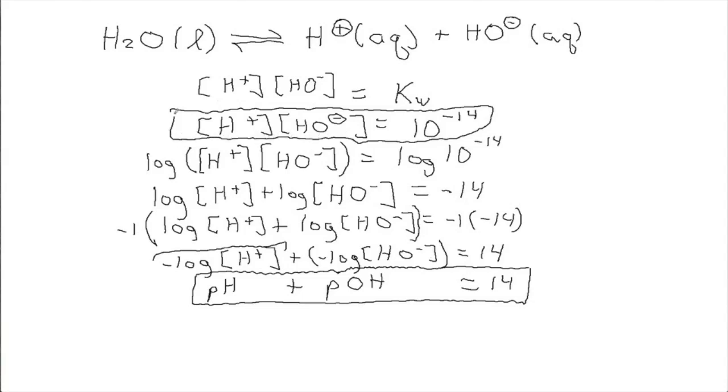So like I said, you probably are not going to be tested on this proof, but you definitely will be tested on this idea and this idea. You definitely need to know this equation and this equation. You need to know that if you multiply the concentrations, they equal 10 to the negative 14. And you need to know that if you add the pH and the pOH, they add up to 14. So that's what you need to know.